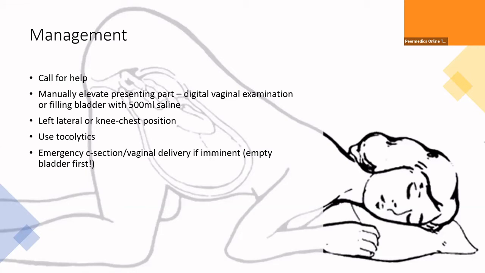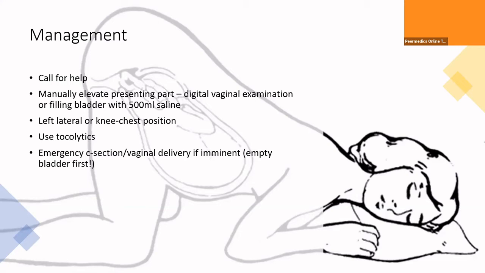You can also use drugs called tocolytics, which can relax the uterus and prevent any further contractions and delivery. This will just be a temporary measure before you can move your pregnant patient to somewhere where you can have an assisted delivery or a safe delivery. Ideally, you're going to deliver via emergency C-section, but you can permit a vaginal delivery if you've got a mother who's fully dilated and delivery appears imminent.